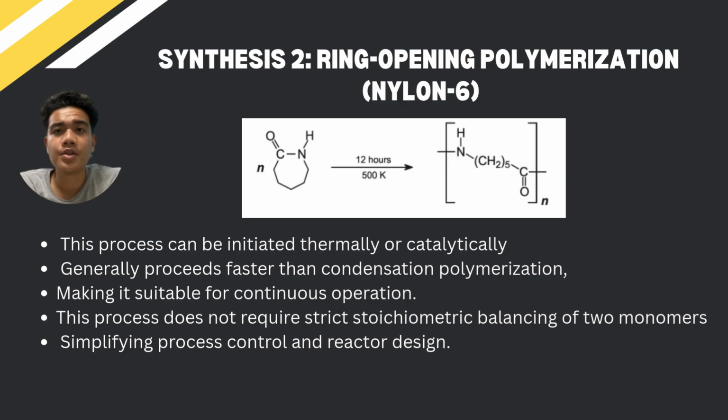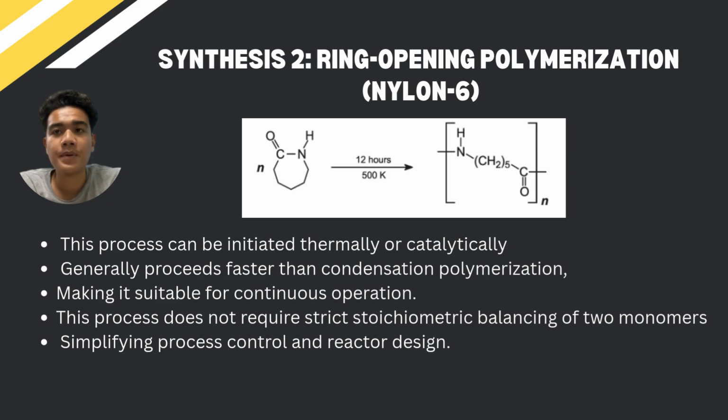Nylon 6 is manufactured primarily through ring opening polymerization of E-caprolactam. In this process, E-caprolactam, which is a cyclic amide, undergoes ring opening initiated by a small amount of water or other activators. Once the ring opens, the monomers link together to form long polyamide chains. Compared to the condensation polymerization, this route is simpler as it involves only a single monomer and does not continuously generate water as a byproduct.